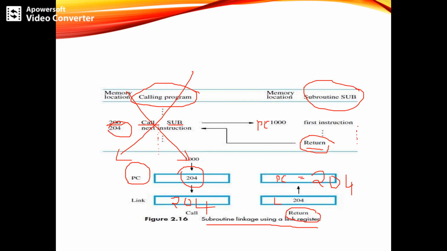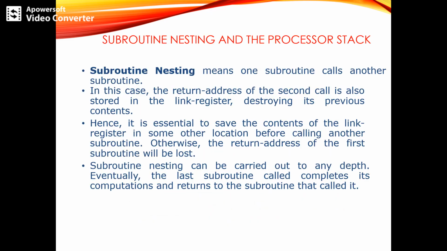That means whenever the main program calls the subroutine, and how exactly the subroutine will return the value into the main program. Subroutine nesting and the processor stack. Subroutine nesting means one subroutine calls the other subroutine. In the case of just a subroutine, we had only one main program and one subroutine. But in the case of subroutine nesting, one subroutine makes a call to another subroutine.